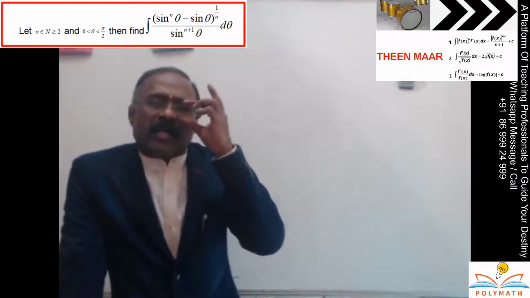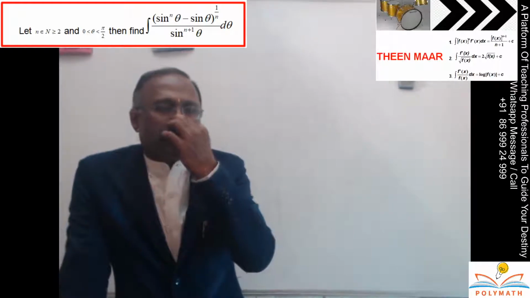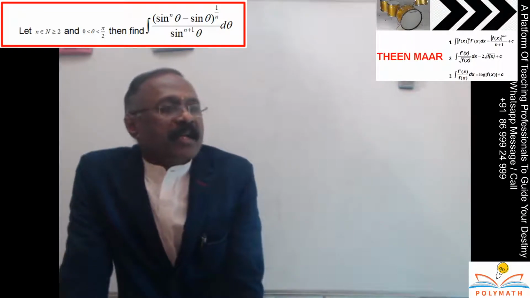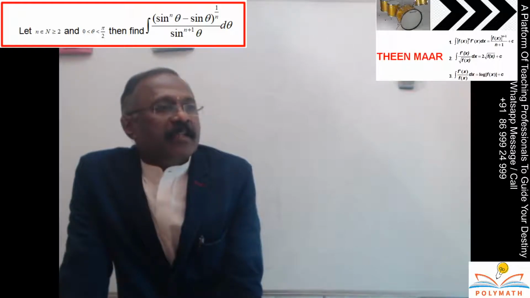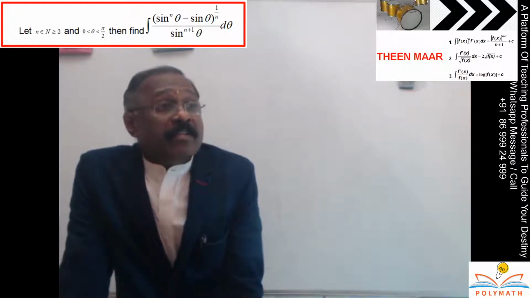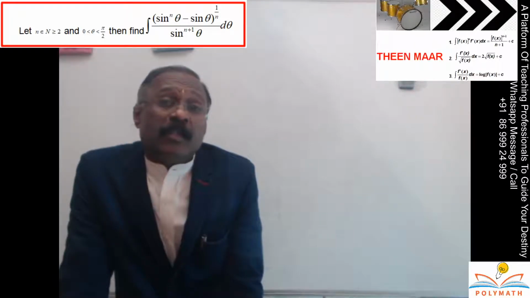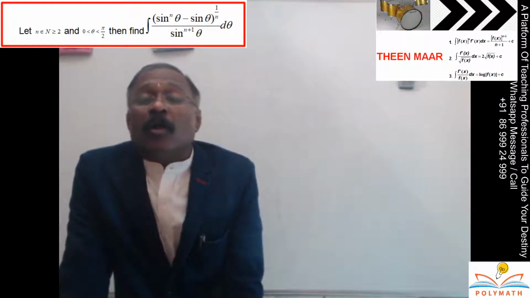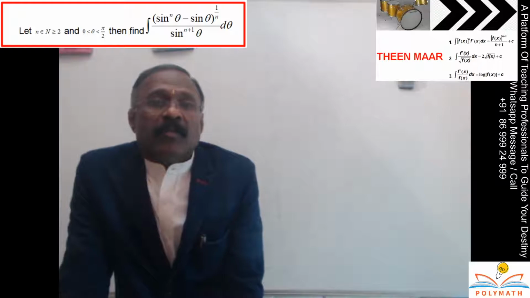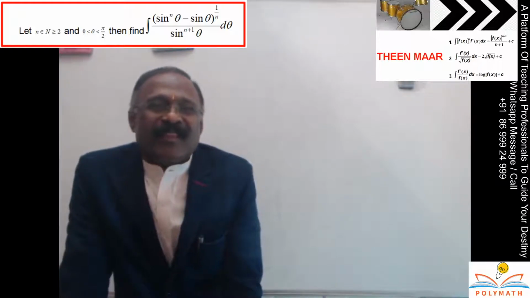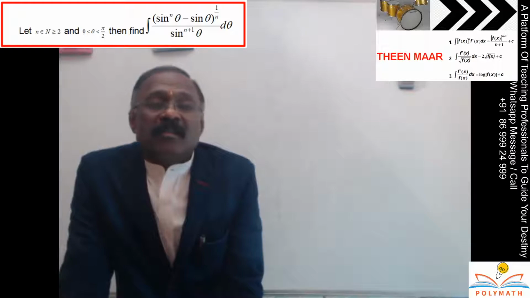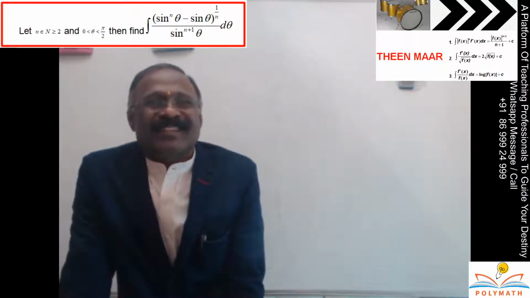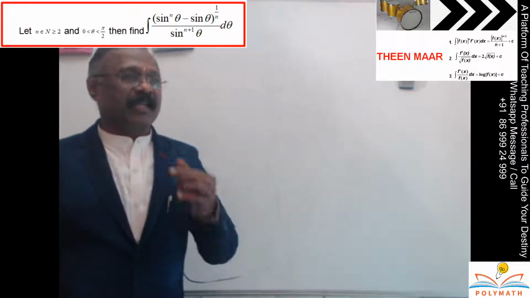See, denominator is containing sine theta whole power n plus 1. And the numerator is containing sine nth theta minus sine theta whole power 1 by n. If I take sine nth theta common in the numerator, then sine nth theta whole power 1 by n comes out. Then you will get sine theta out. When sine theta is out, the denominator becomes sine nth theta. Then you can adjust it. Let us check it out.